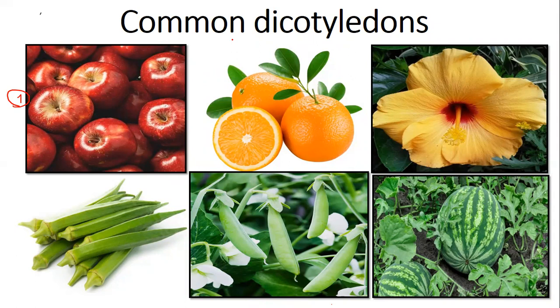Again, we are not yet talking about what a dicotyledon is. Before I explain the difference between dicotyledons and monocotyledons, I will first give examples of dicots and monocots. The first one is apples. Number two is oranges. How about number three? Who can guess what number 3 is? What kind of flower is this?